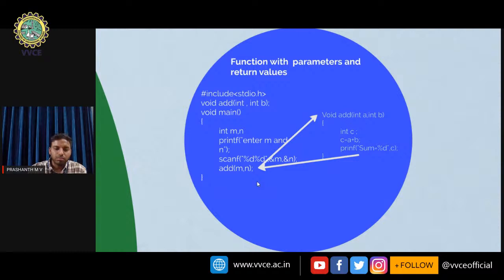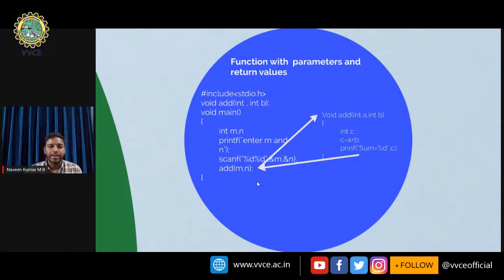It is going to take the value. Printf, what it actually does, it will print enter m and n. The scanf is the statement which you are using in order to scan the values of m and n. Here the function with parameters and the return values, that is add m comma n, is the function call what you are doing. So once you do the function call over there, that is void add, it is taking two parameters. As you can see here, m and n are the actual parameters, a and b are the formal parameters.